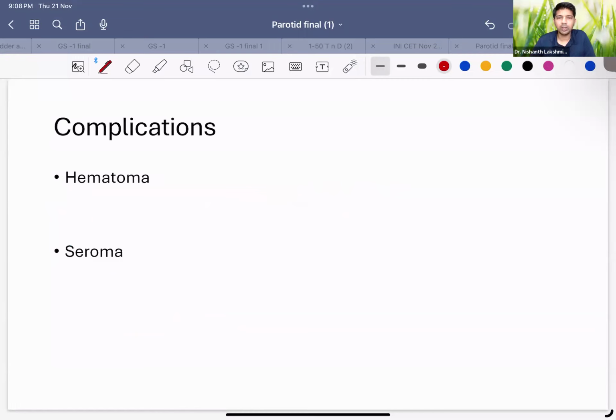Moving forward with the complications, the two most common complications that we come across in any surgery are hematoma and seroma. Of course, we have told you how we are going to prevent this: by using a drain so that we get all the collection out. That reduces the risk of post-operative collection and infection, and the healing tends to get faster.